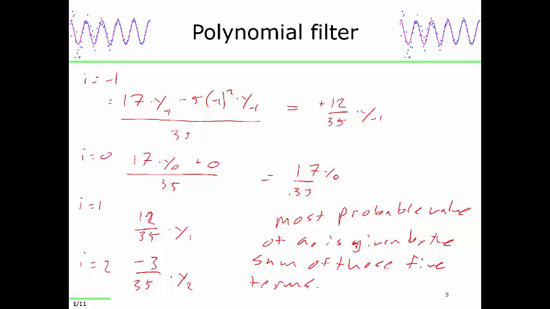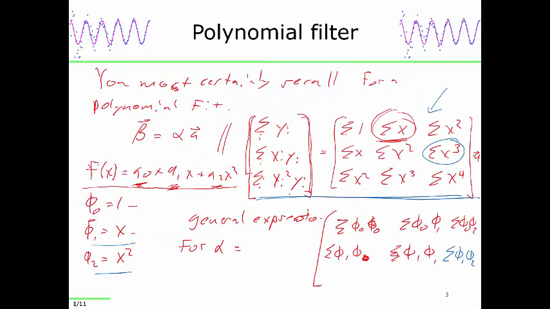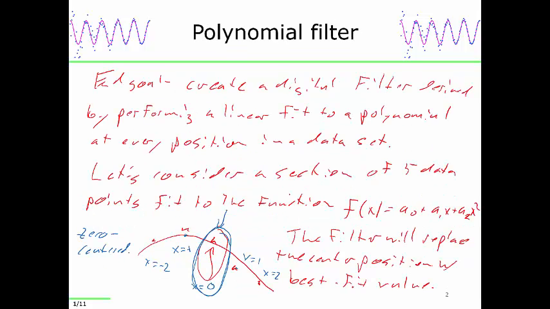Does that make sense? If it does, then I have you, because that is digital filtering. If you think about it, what am I doing? I'll go back to the very beginning here. I'm calculating the most probable value of A0 right here, and I'm doing that by a weighted sum of these five numbers. The weightings are described by a digital filter, and these are the values that we obtain.